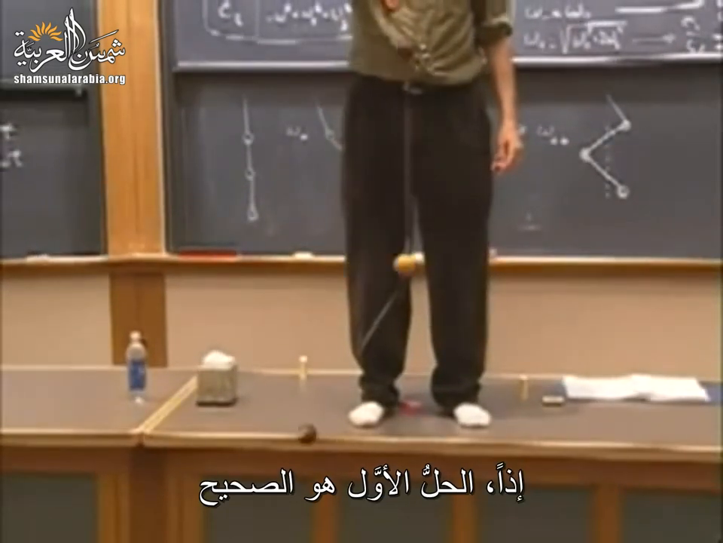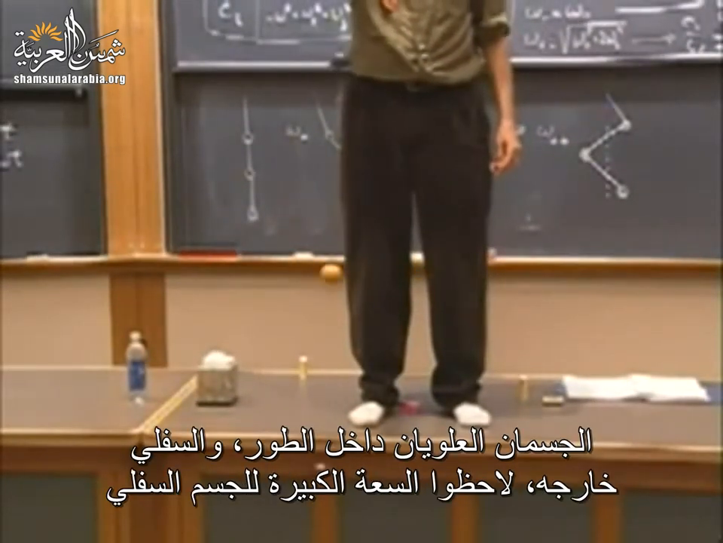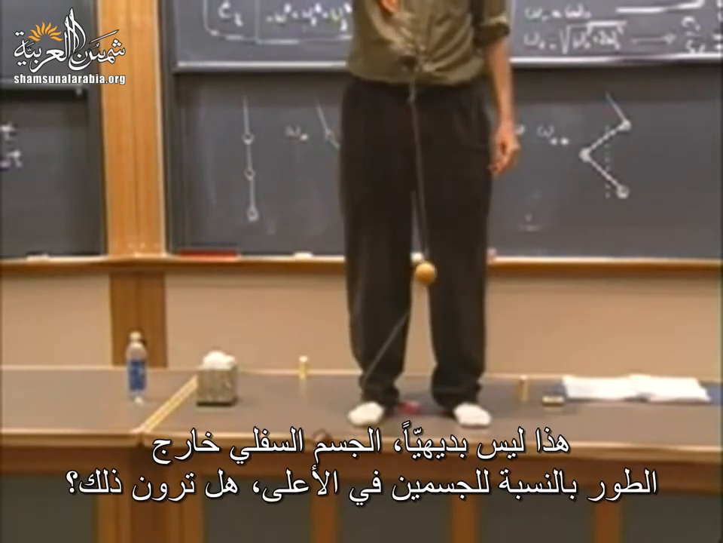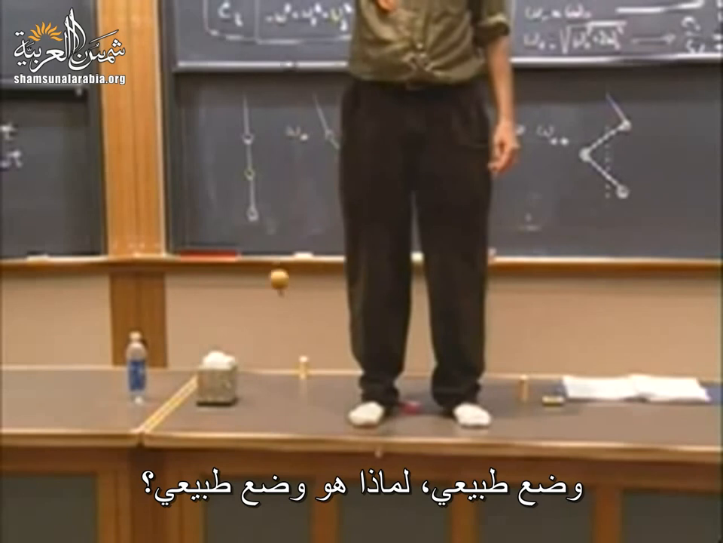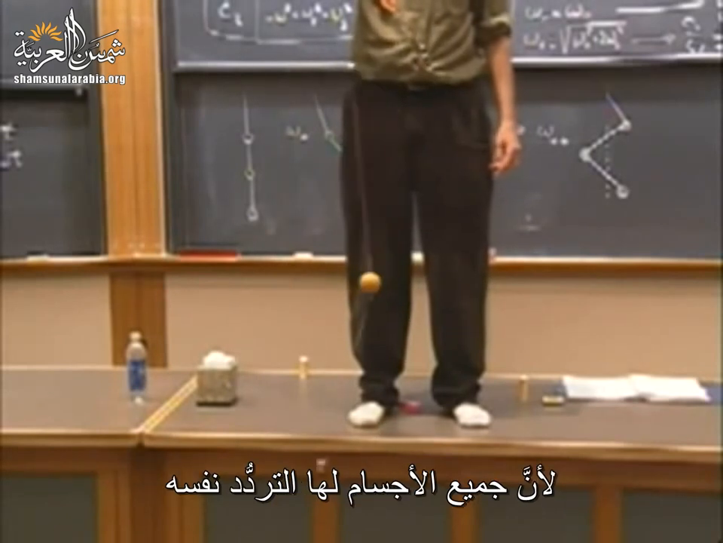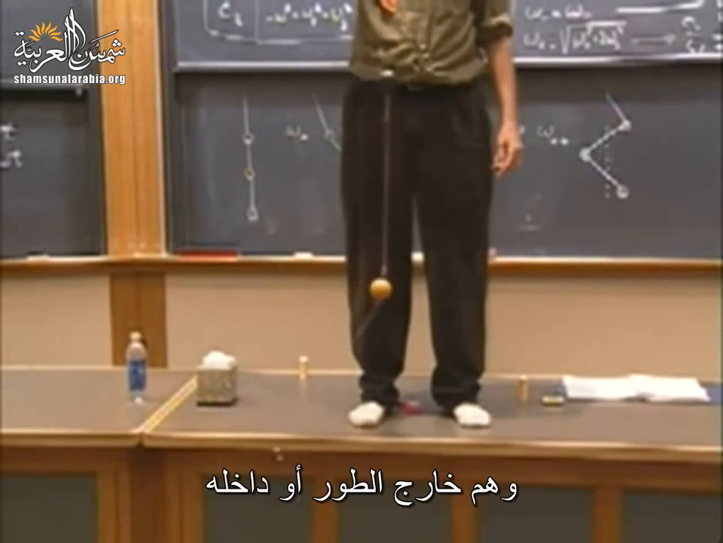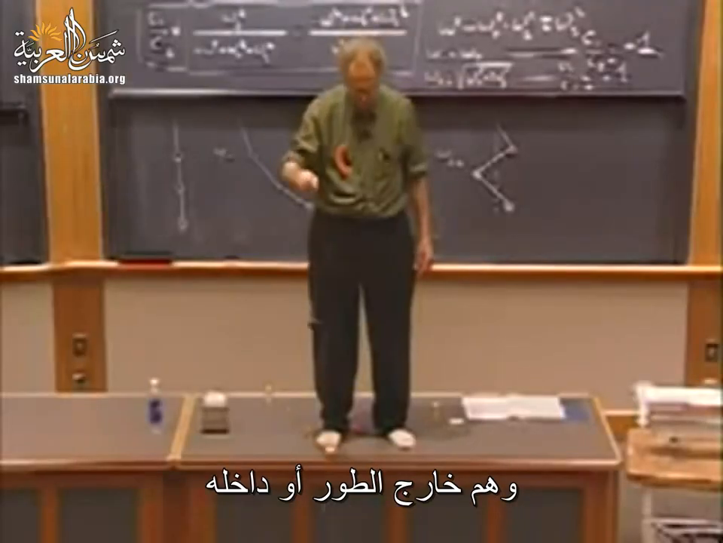So the first solution is the correct one. The upper two are in phase, and the bottom one, look at the large amplitude of the bottom one. That's not so intuitive. The bottom one is out of phase with the upper two. Can you see it? Normal mode. Why is it a normal mode? Because they all have the same frequency, and they're in phase or they're out of phase.